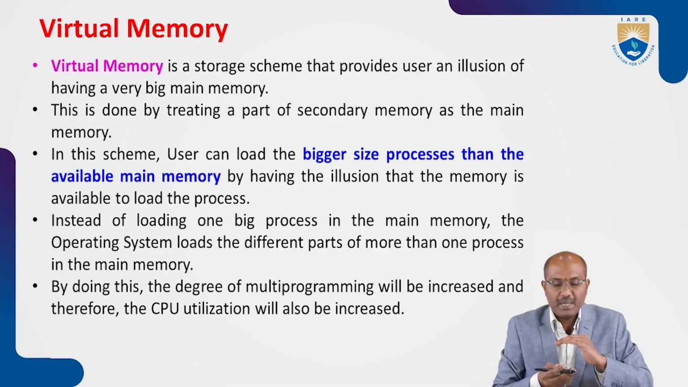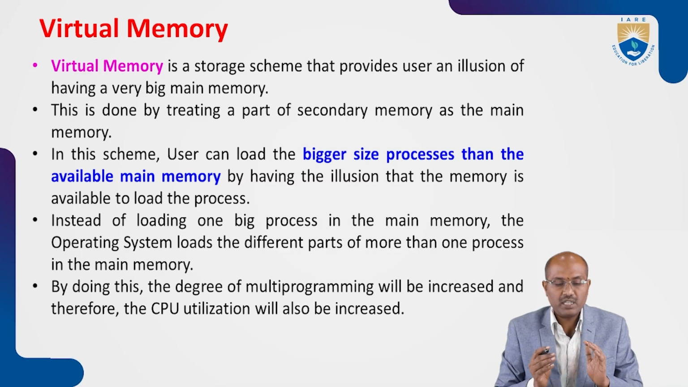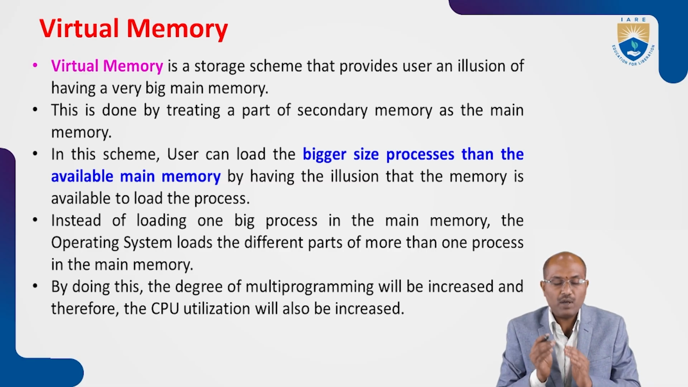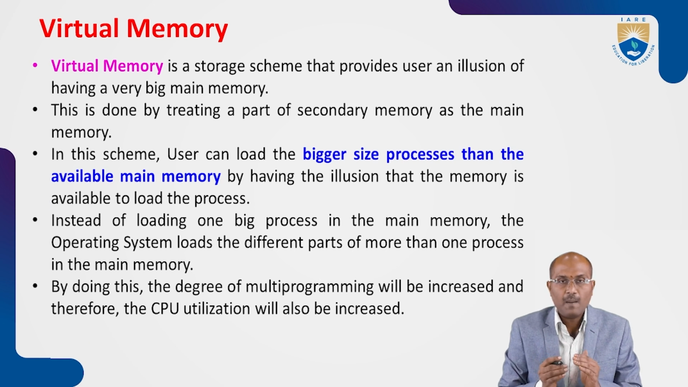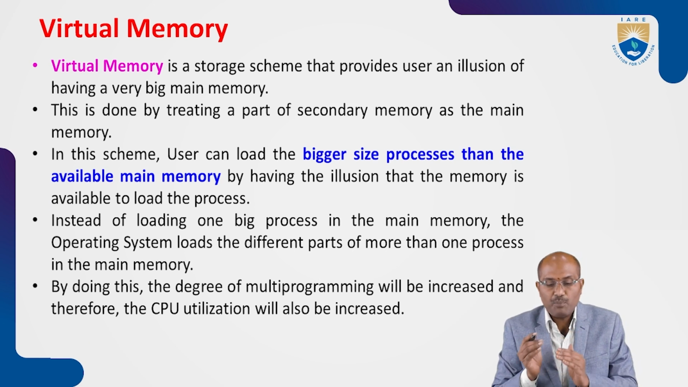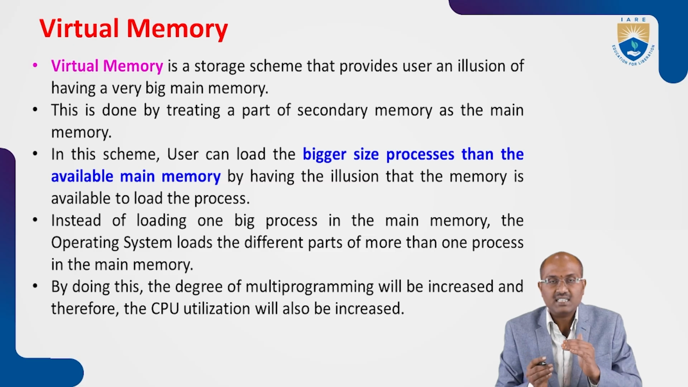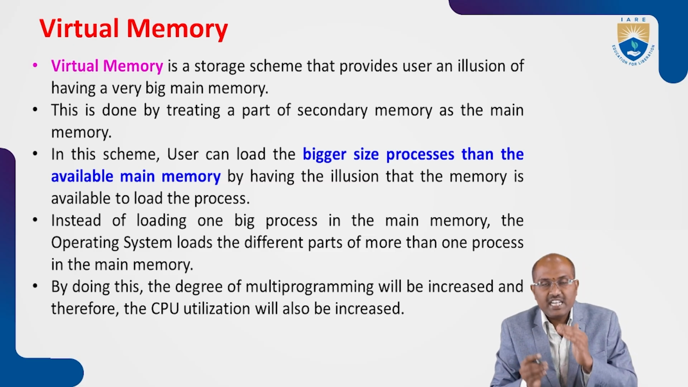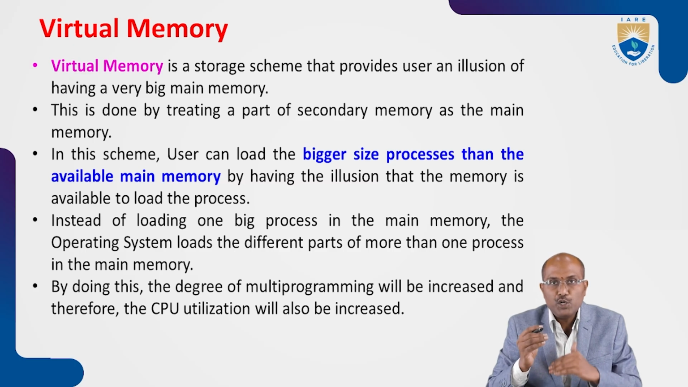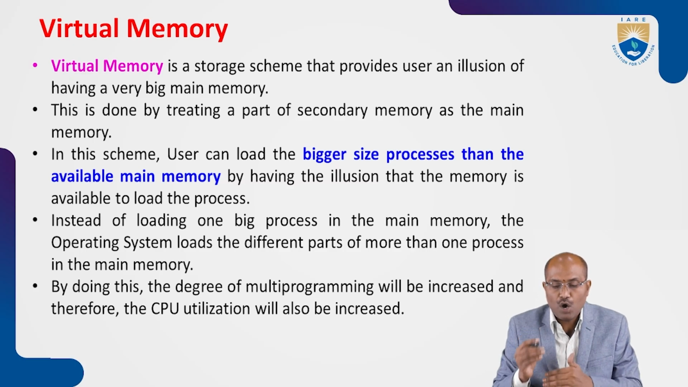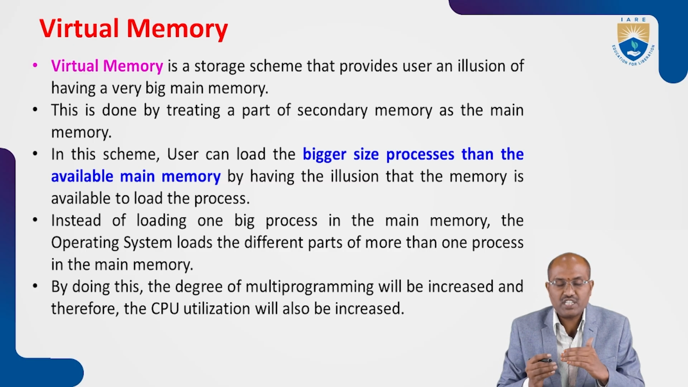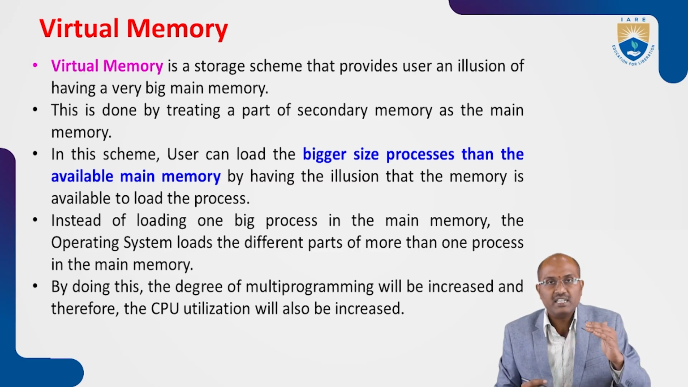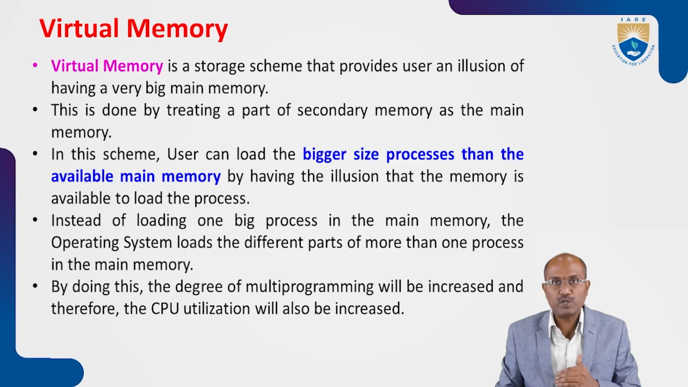Instead of loading one big process in the main memory, the operating system loads different parts of more than one process in the main memory. By doing this, the degree of multi-programming will increase. It increases the utilization of the CPU, and also increases the CPU performance and throughput. Everything depends on virtual memory.